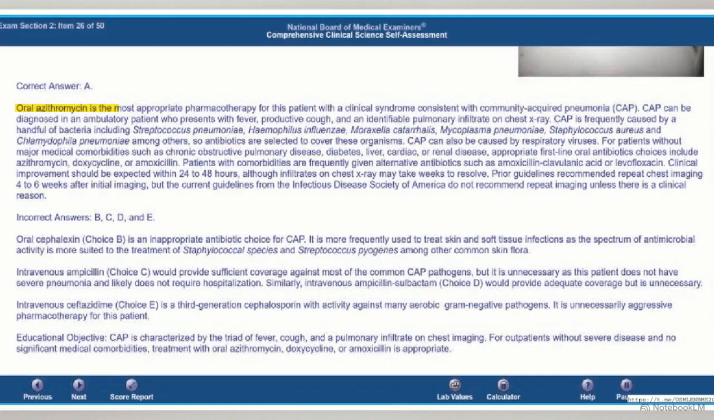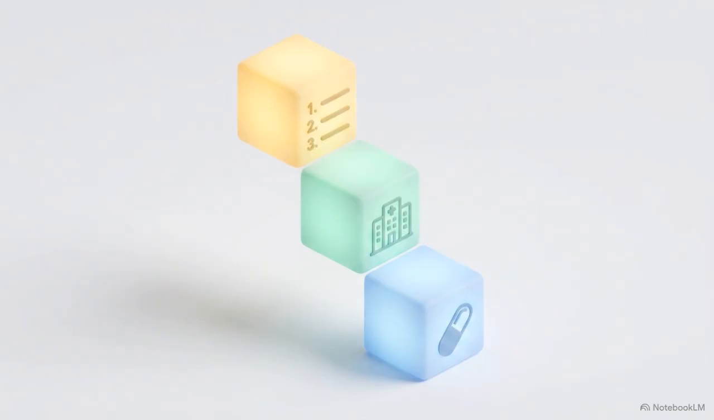As detailed here, an uncomplicated ambulatory patient with CAP requires targeted coverage against common community bacteria, like Streptococcus pneumoniae and Mycoplasma, without unnecessarily escalating to broad-spectrum intravenous drugs. The workflow is entirely linear. The objective severity score dictates the physical disposition, and the disposition dictates the specific empiric antibiotic class.